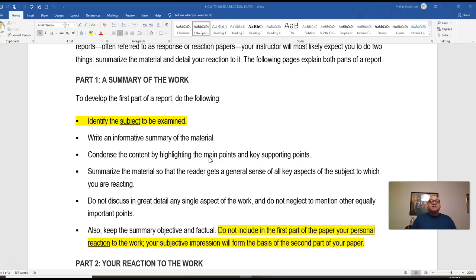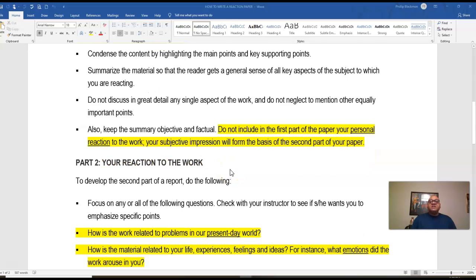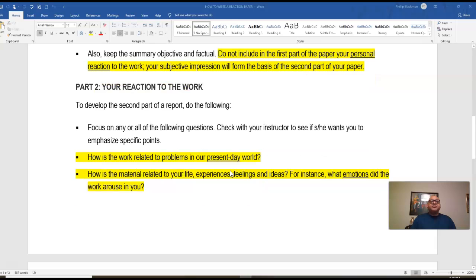You condense. Look at point number 3. Condense the content by highlighting the main points and key supporting points. Summarize the material so that the reader gets a general sense of all key aspects of the subject, right? Read through this carefully. Keep the summary objective and factual. Do not include in the first part of the paper your personal reaction to the work. Your subjective impression will form the basis of the second part of your paper.